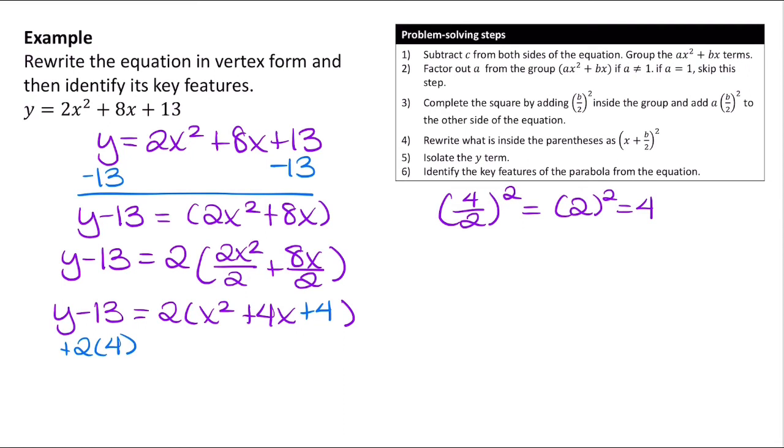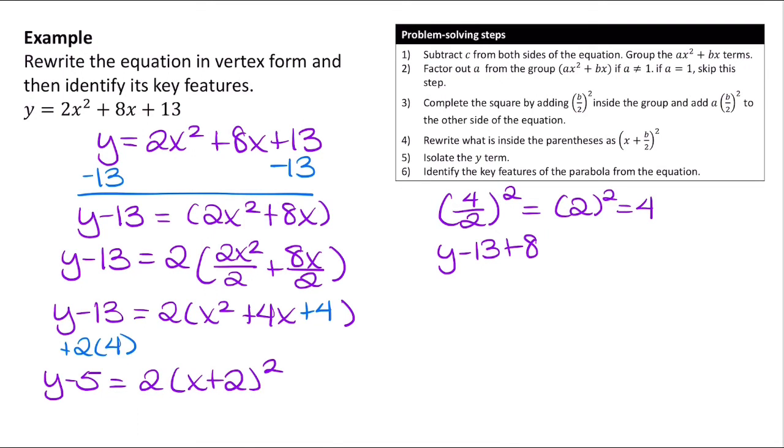So I now on the left side have y minus 13 plus 2 times 4. Well, that's like y minus 13 plus 8. So that's just going to turn into y minus 5. Okay, so I have y minus 5 equals 2 times (x plus 2) squared.